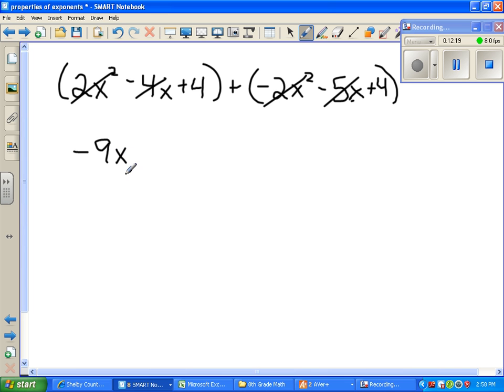Thumbs up if you agree with that and had that. Good. Then I have my whole numbers. 4 and 4 gives you 8 plus 8. All right, now let's look at the one subtraction. 2x to the second minus 4x plus 4 is the same thing.